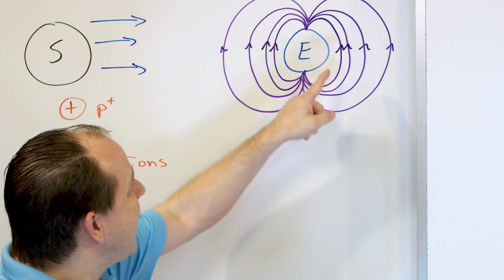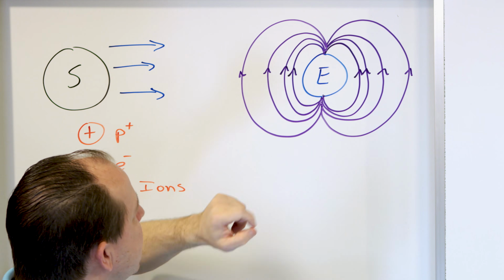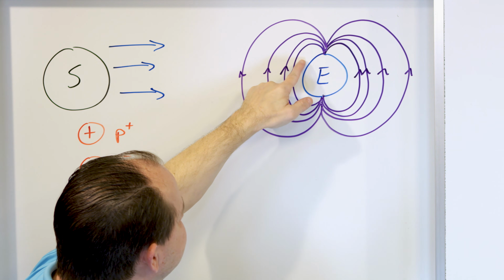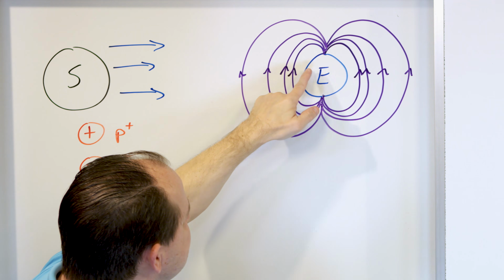That's why they mostly happen around the northern and the southern pole. That's why they occur much less frequently as you go down towards the equator, because the magnetic field is not as concentrated here.